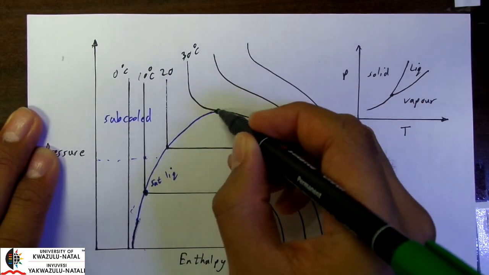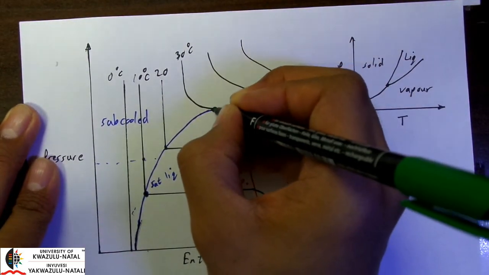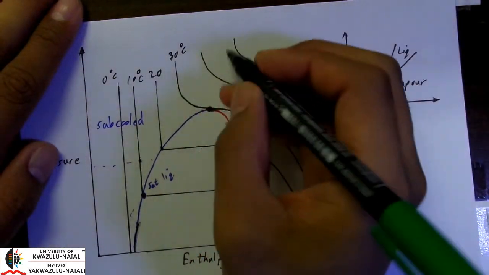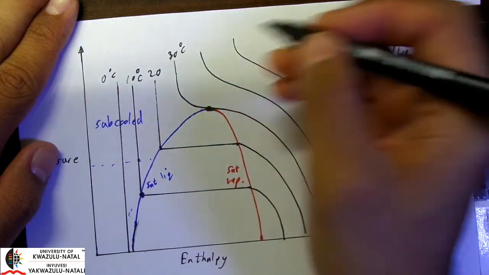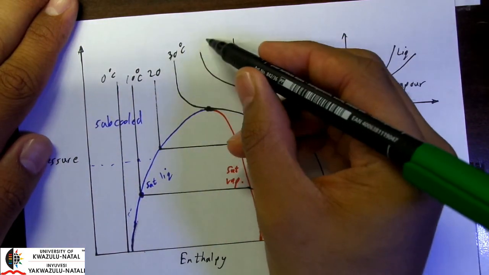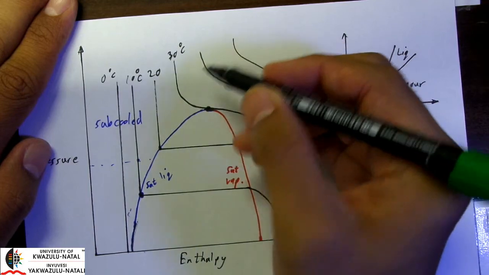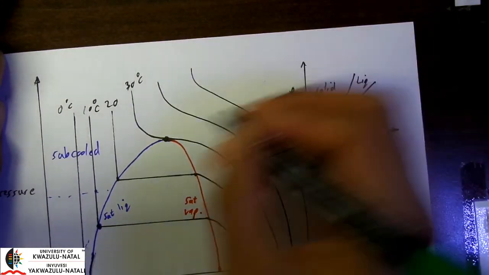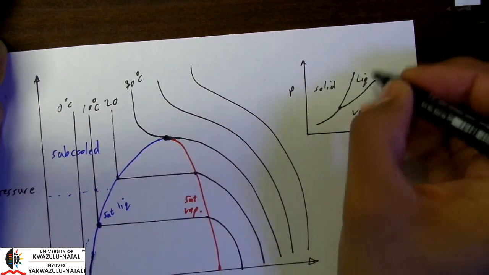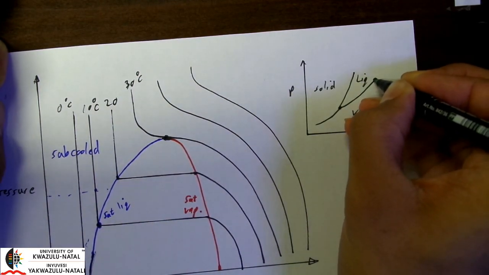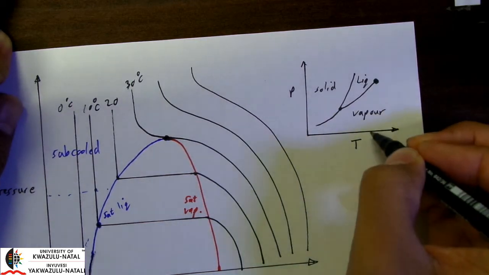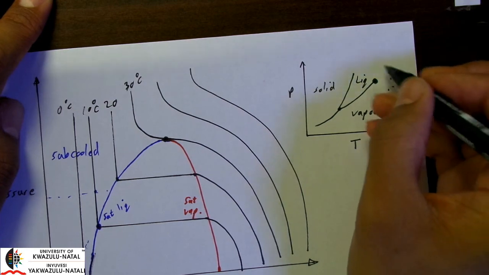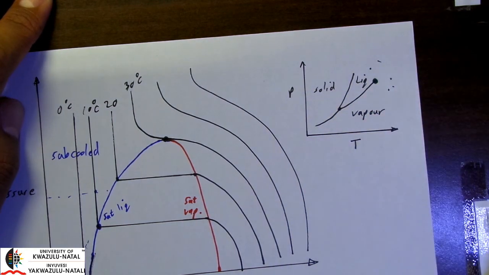Now this particular point here represents the critical point, and as you can see, as we increase in our temperature, there's nothing to distinguish between liquid and vapor. And if you look at our phase diagram, this point here actually represents this critical point here. And so if we go and increase our temperature further, we won't be able to distinguish between liquid and vapor.